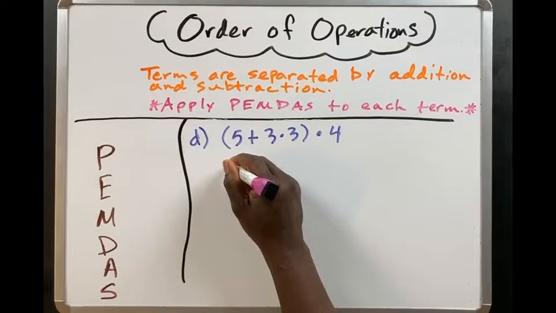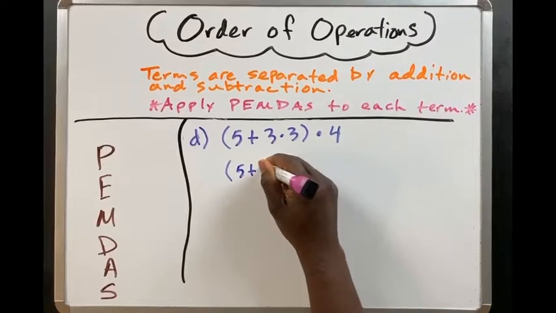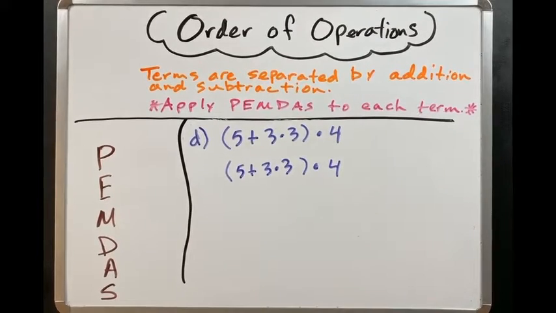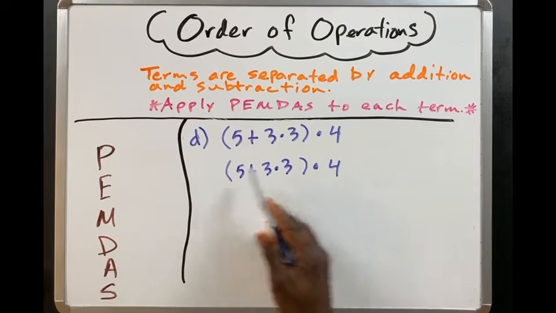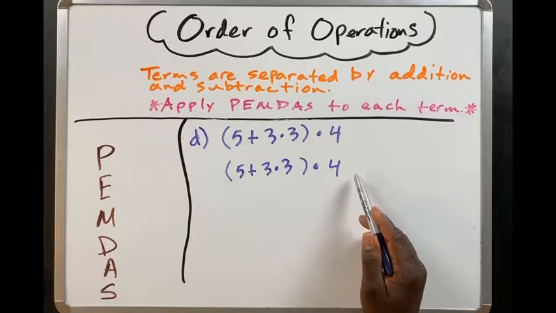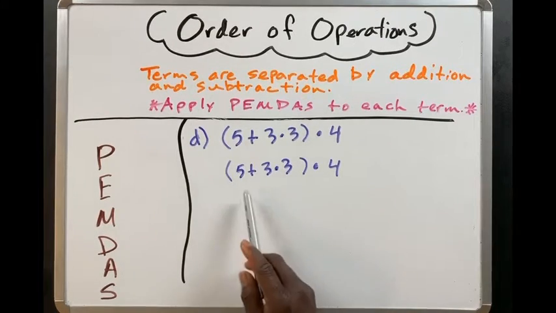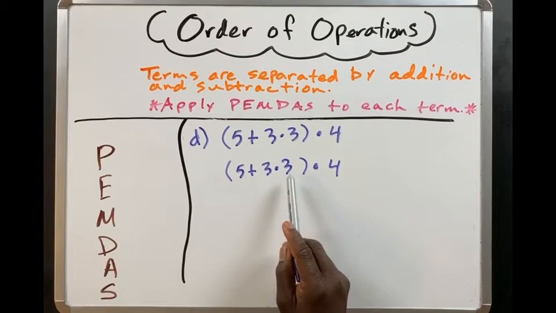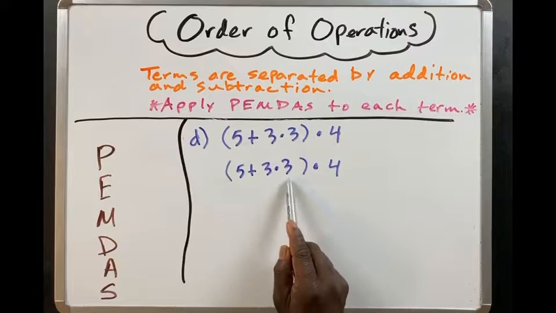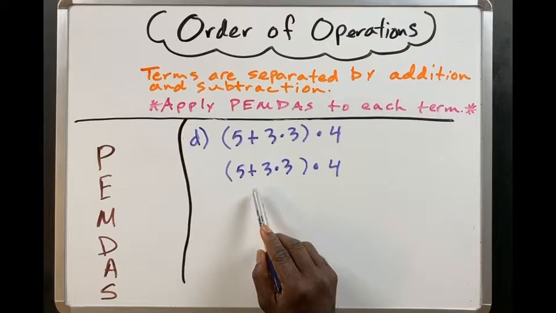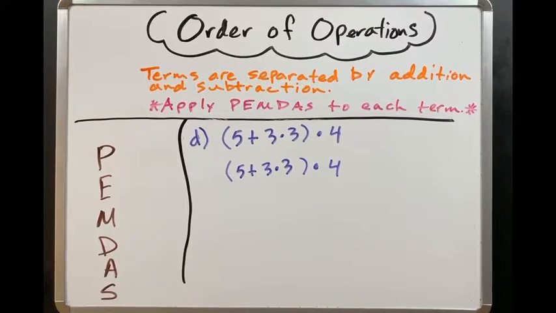All right, so let's copy it again. 5 plus 3 times 3, times 4. So when you look at this entire expression as a whole, it's a one-term expression. There's no multiplication here. There's no addition or subtraction on each side. But within the parentheses, we actually do have terms, 1 and 2, okay? So we have parentheses, addition, multiplication. Those are the terms that are present in this particular expression.